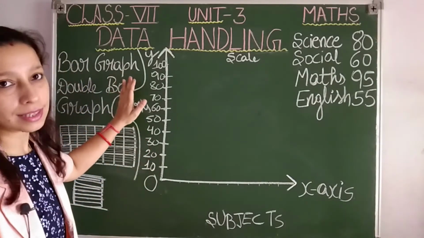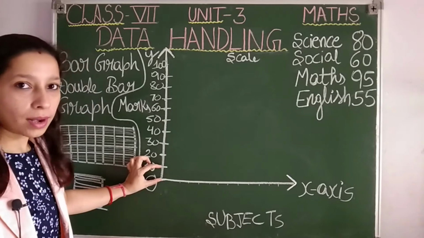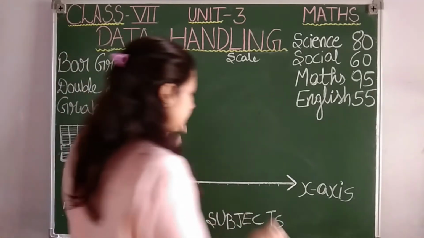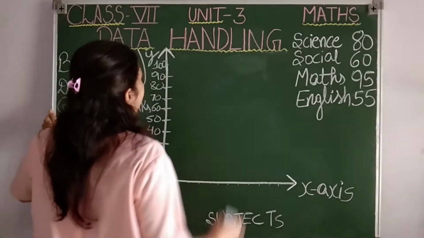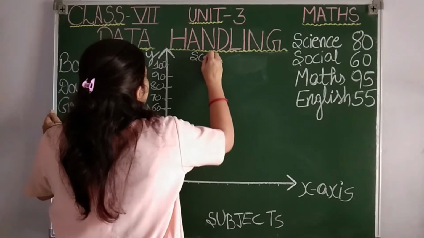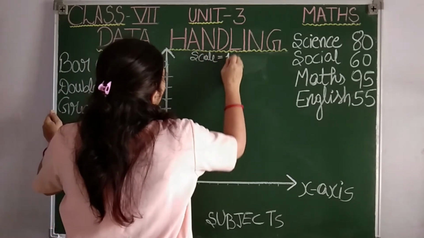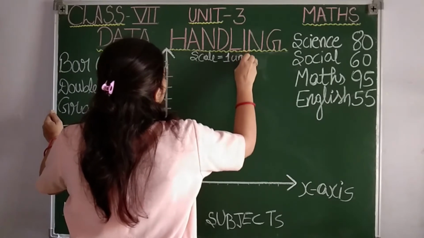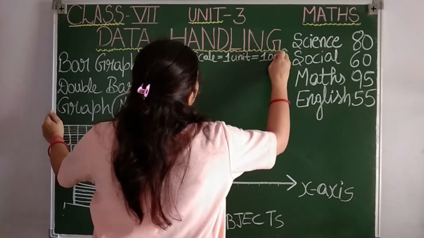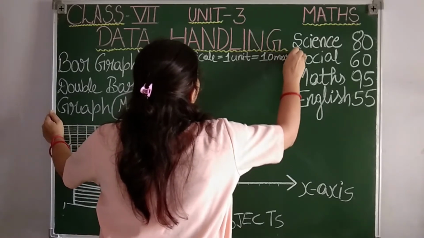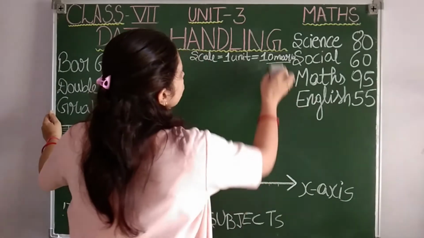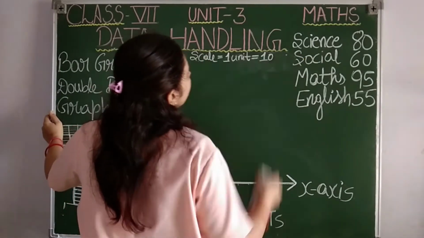So this is known as a scale. From 0 to 10, one box I have taken. Then 10 to 20, next box I have taken. So for this side, I will be writing that the scale for my graph is 1 unit length equals 10 marks. What is this, students? Marks. What are the numbers showing? Marks. So I have written 1 unit equals 10 marks.